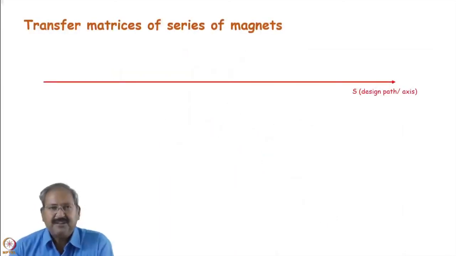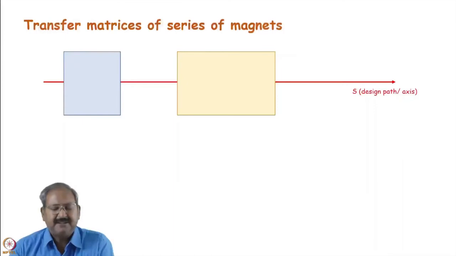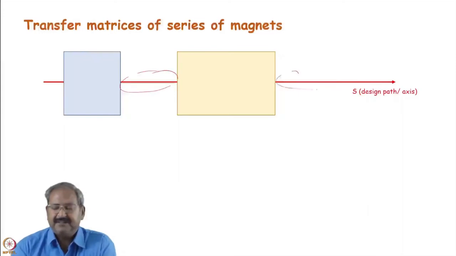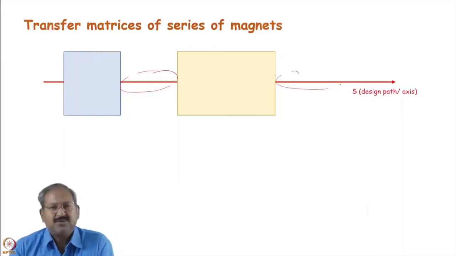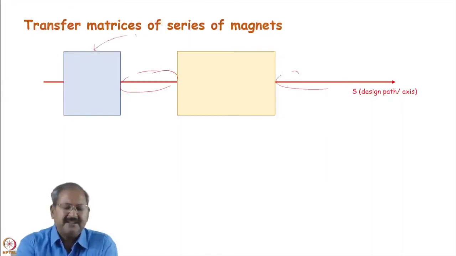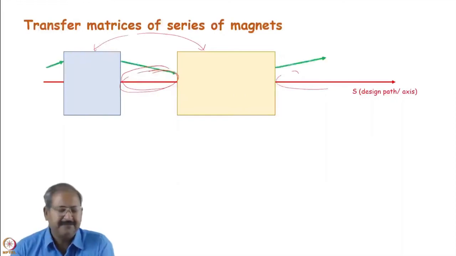Now suppose we have a series of magnets. How can these matrices be used to solve the whole optics or entire optics? Suppose these are two magnetic elements, and in between these two magnetic elements there are drift spaces. We want to solve this very small optics, meaning two magnets and one drift space. This is our small optics which we want to solve using the method which we have learned so far, that is the matrix method.